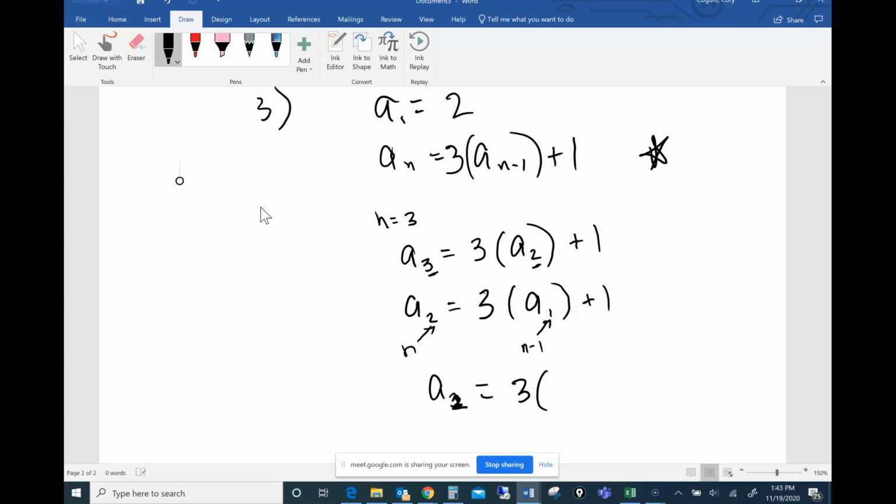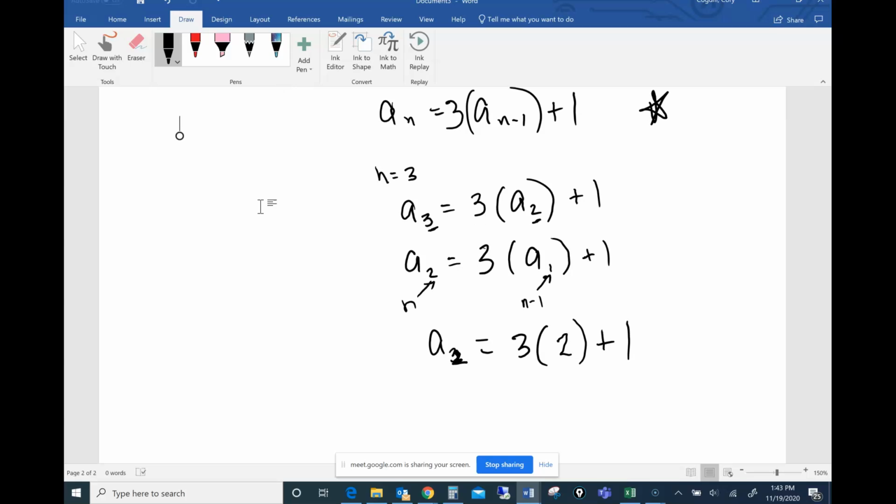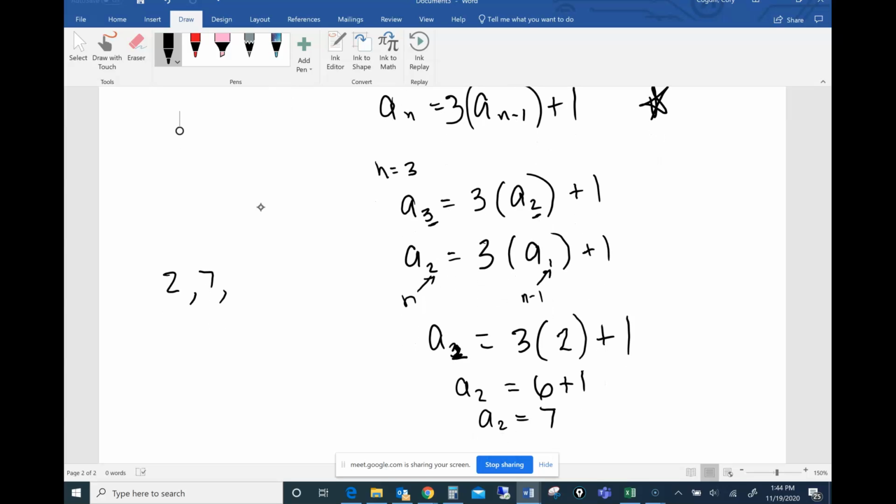Okay. So it's 3 times the first term, which was given at the top. The first term was 2. Plugging in the first term and multiplying it by 3, we get 6, and we add 1. So the second term is 7. Now that we know the second term, we can find the third term. We're going to take this answer and plug it in up here.